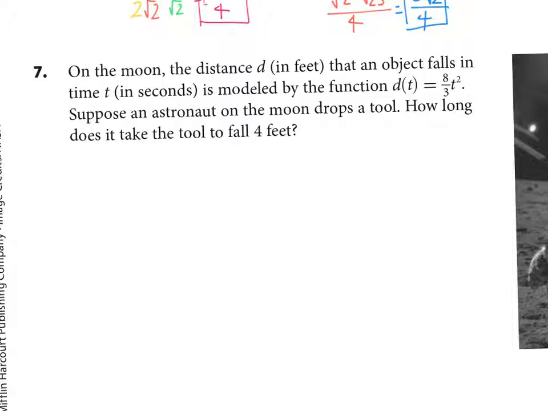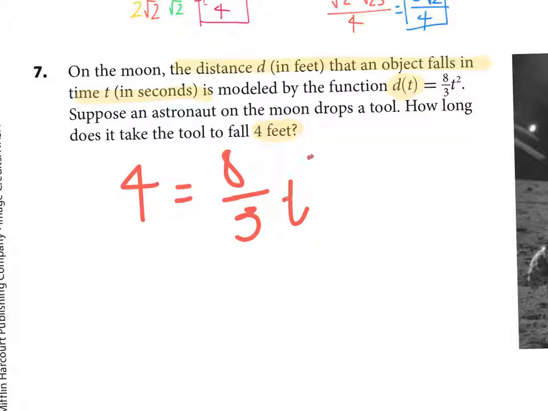So I have this equation, and what does it tell me that d of t represents? What does it say in words? Yes, it's the distance the object falls in time. So how far is our object falling? 4 feet. So I'm going to plug in 4 into my equation. So 4 equals 8/3 times t squared.